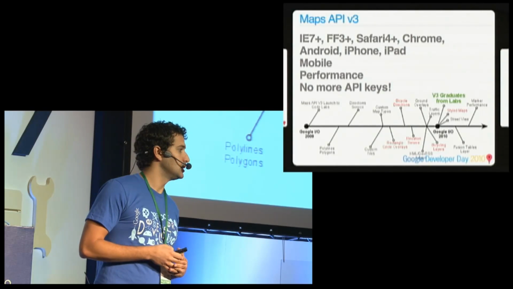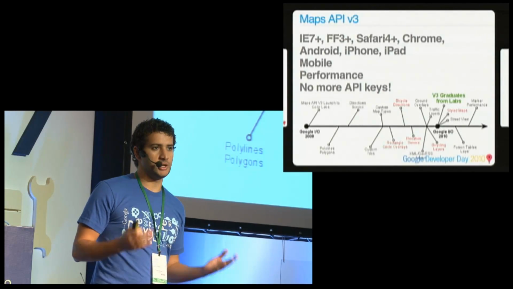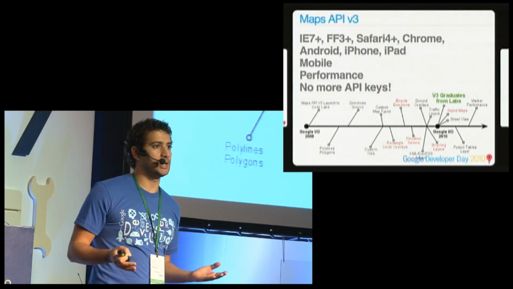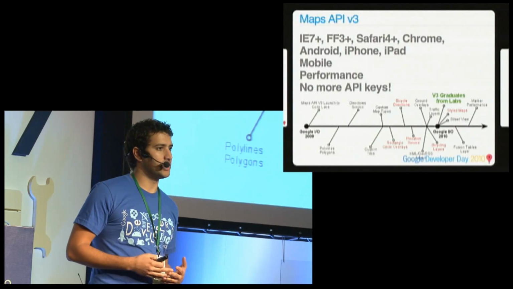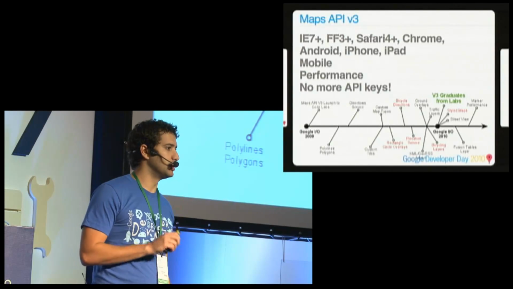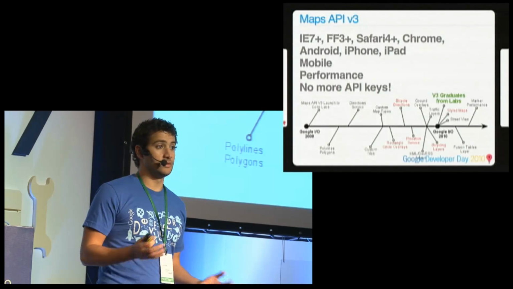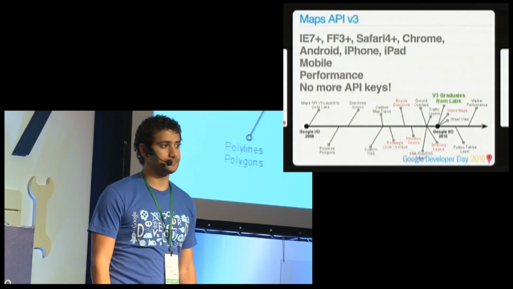asynchronously loaded, so they decided that the way forward was to build a new mapping API designed from the ground up with mobile devices in mind, so optimized for mobile devices, but a full desktop mapping API. And so V3 was born.